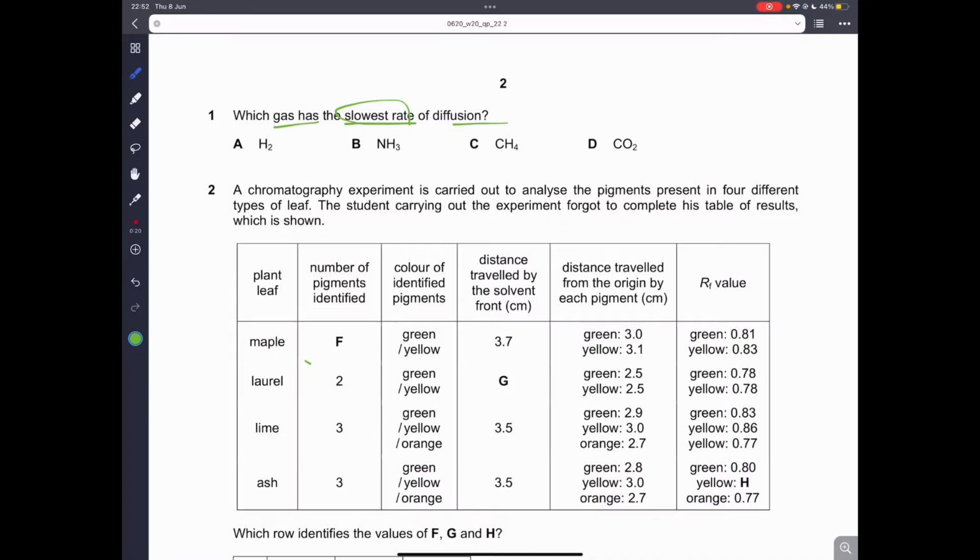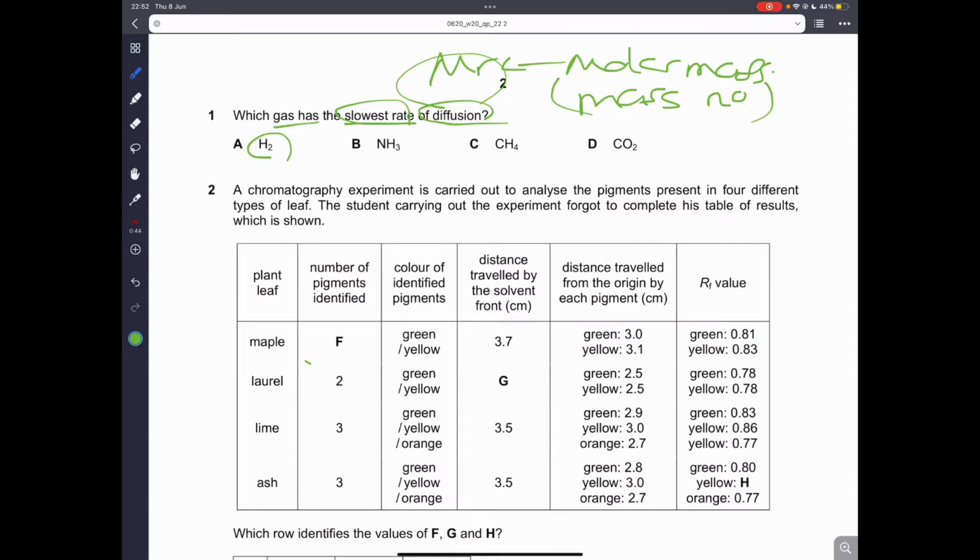Well, remember when you see the word diffusion, I want you to be instantly thinking of MR or the molar mass. So, let's see H2. We have to use the periodic table to find the MR, and it's basically its mass number. So H2 has 2 H atoms, so there are 2 grams per mole. For NH3 we have 17 grams per mole.